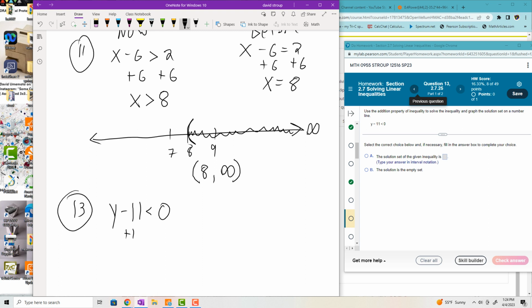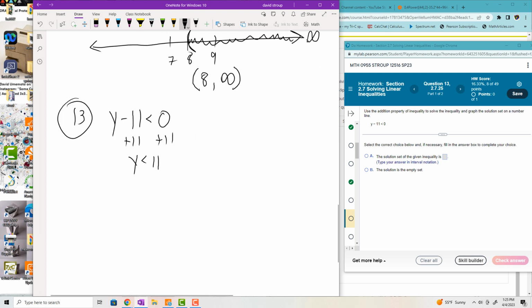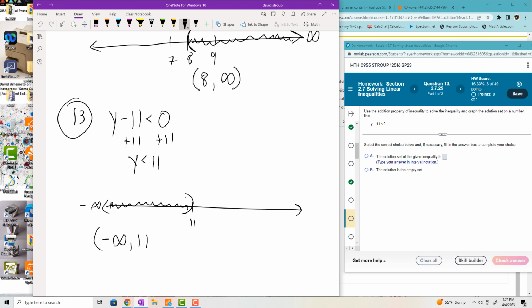So y minus 11 less than 0. Again, you're just isolating y. So I add 11 to both sides, I'll have y less than 11. And then on the number line, here's 11. I'm not including it, but it's everything to the left of it, all the way down to negative infinity. Open parenthesis because I don't include it. So if you're reading on the number line from left to right, it's starting down there at negative infinity and going all the way up to 11, but not including 11.